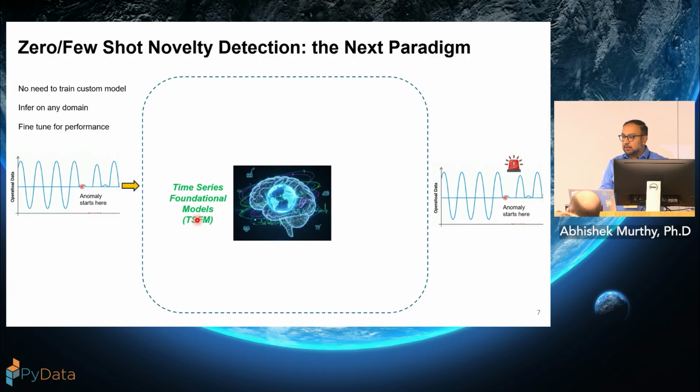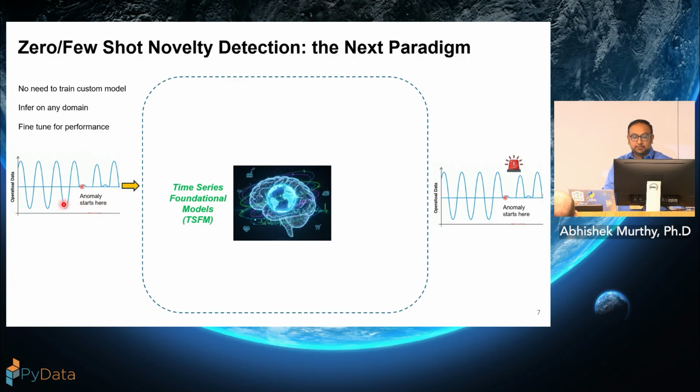Now, just like the LLM community, we don't have to train our own models on our data, right? So here is a TSFM. You throw the data at it, and it will automatically generate an anomaly score for you, right? So there are no bespoke models anymore. You can use one of these TSFMs to start doing anomaly detection from get-go, right? From day zero, you can provide it with some data.